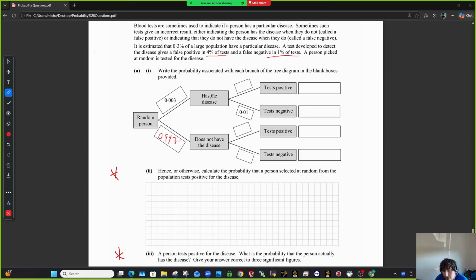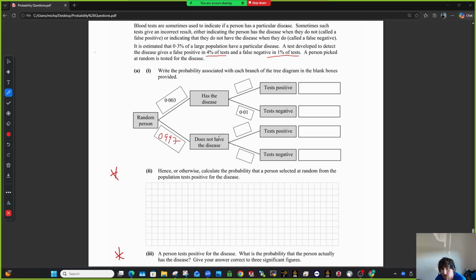So if they have the disease, they should test positive. That's the whole point of the test, right? But you can get this thing called a false negative, where you're getting a negative, but you shouldn't. So that's that 0.01 there.